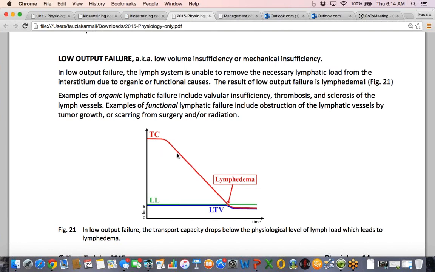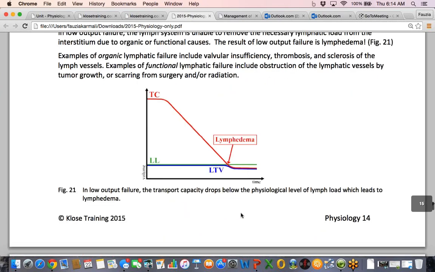This can be caused by primary lymphedema, where the transport capacity is lower, a tumor growth, or scarring from surgery or radiation. That's going to take your transport capacity and bring it down, and that's going to make a problem with the lymphatic load and cause lymphedema. That's called low output failure.